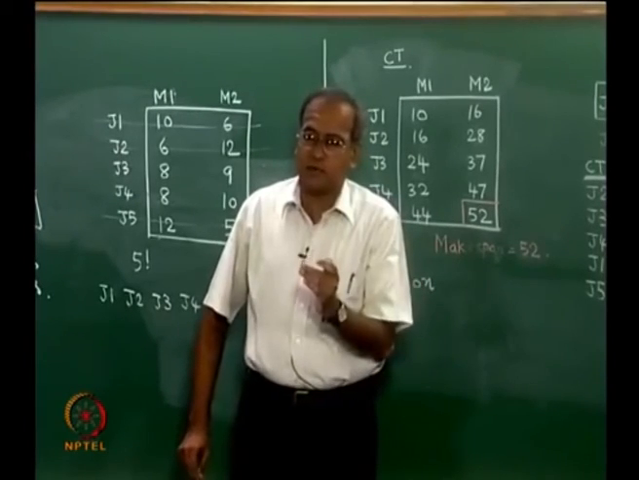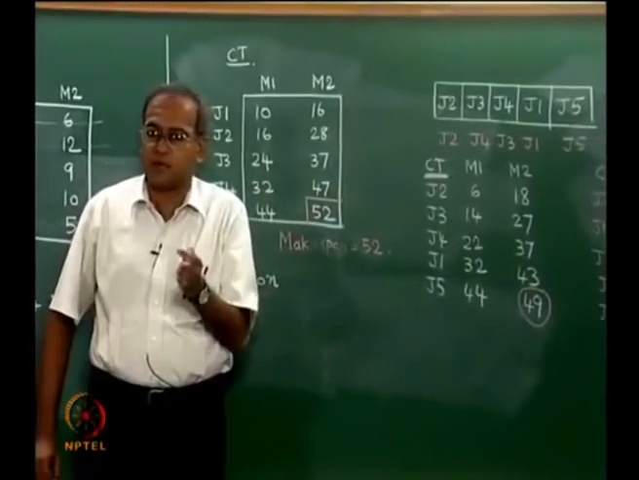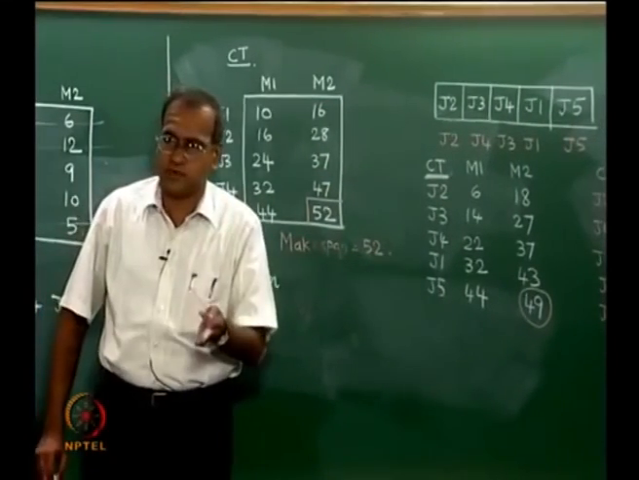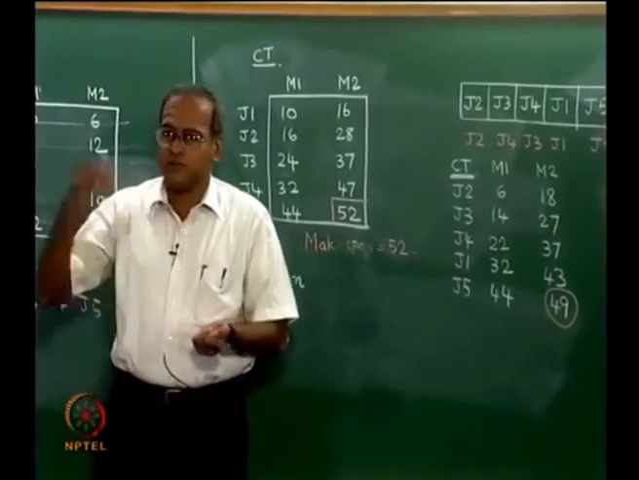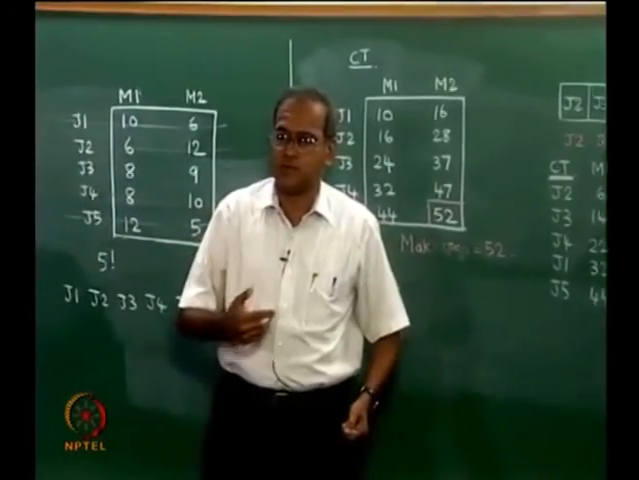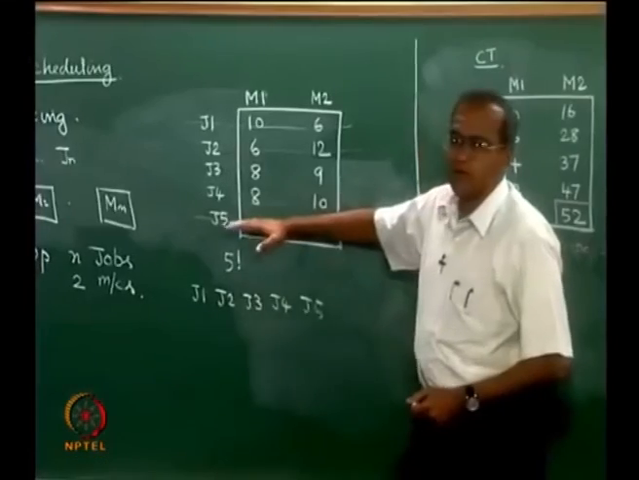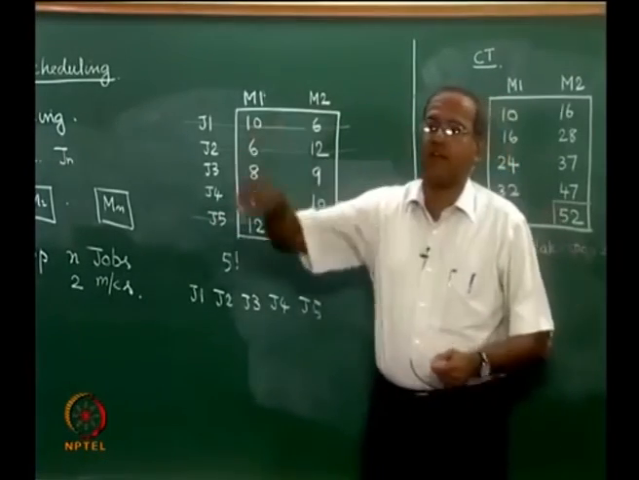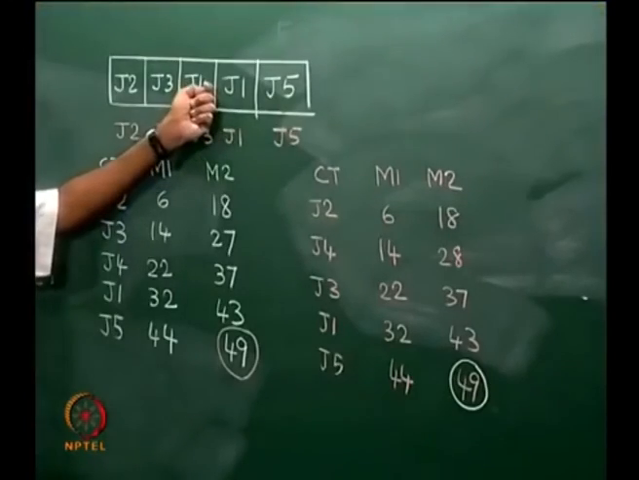Now, if the smallest number is on M1, then come from the left and put the corresponding job in the first available position. If the smallest number happens to be on M2, then come from the right and put the corresponding job in the first available position. Once a job is entered into the table, temporarily eliminate or remove the job and once again find the smallest number. Repeat this till all jobs go into this.